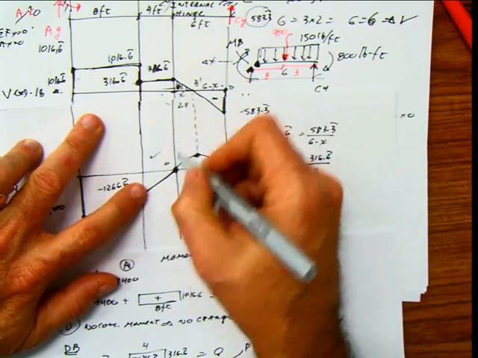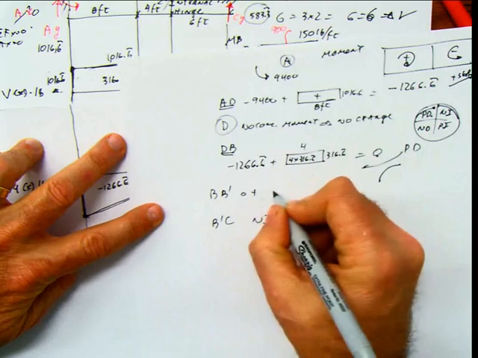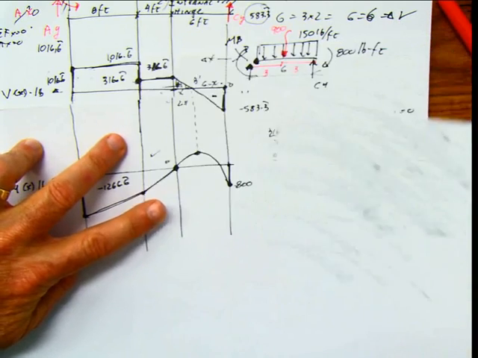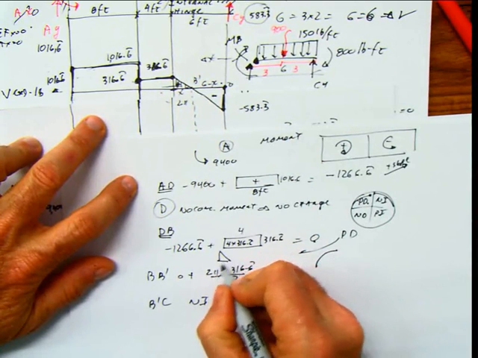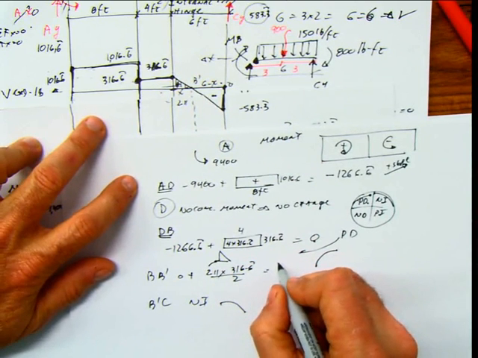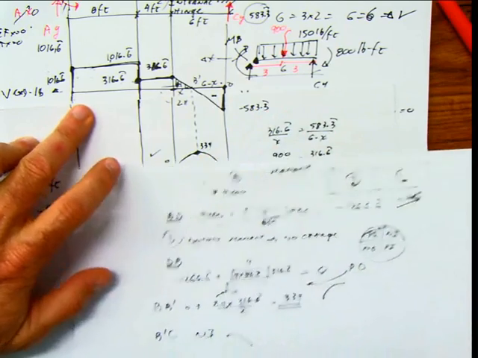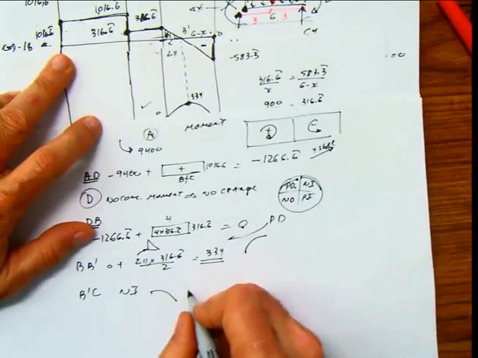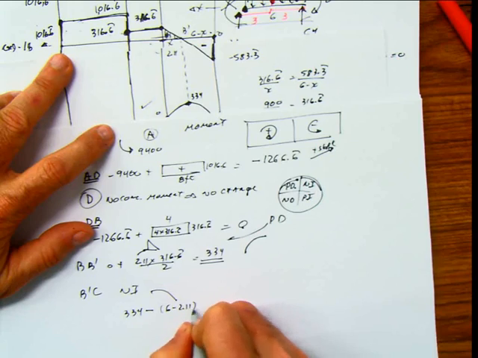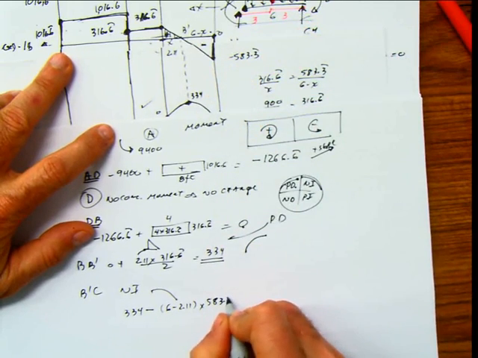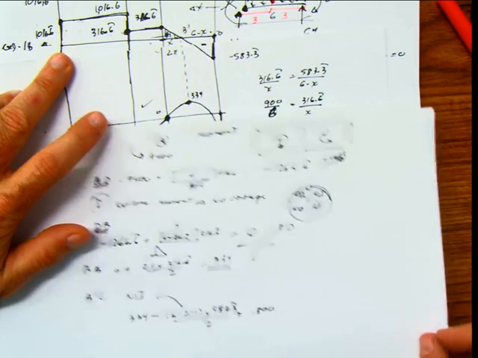So that means the value here is 2.11, and if you want, then you can get this 0 and add this value. It will be for that BB prime that we were doing before, 0 plus 2.11 times 316.6 divided by 2, because remember this is this area, and that value will be 334, give or take. And then for the B prime C, I will say that this is 334 minus, because this is a negative area, 6 minus 2.11 times 583.3 divided by 2, and that's going to be negative 800, which is this value here.